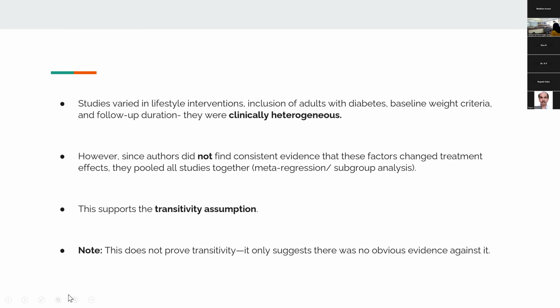meta-regression and subgroup analysis. Now, I said that transitivity is like comparing apples and oranges, right? So, for example, if I eat a green apple and a red apple, and I say a pink apple tastes somewhere in between these two. It's not as sour as a green apple, but it's not as sweet as a red apple. That is transitivity, right? So, when studies are similar enough, you can say that there was no evidence against transitivity, but it doesn't prove transitivity. You can assume that transitivity is there.